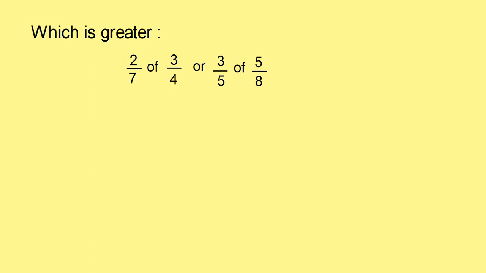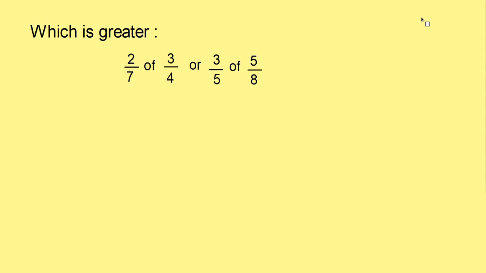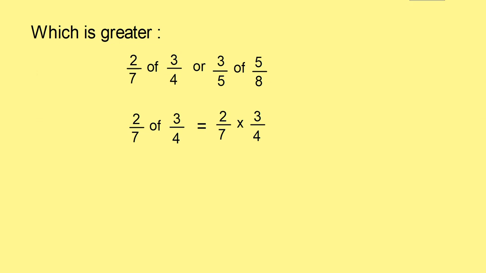Now the next question is, which is greater? 2 by 7 of 3 by 4 or 3 by 5 of 5 by 8? First find out 2 by 7 of 3 by 4. Of means you have to multiply. That is 2 by 7 into 3 by 4. Here again 2 and 4 you can divide by 2. So you get 1 into 2, 1 times and 2 times in 4. So numerator is 1 into 3 and denominator is 7 into 2. So 3 by 14.